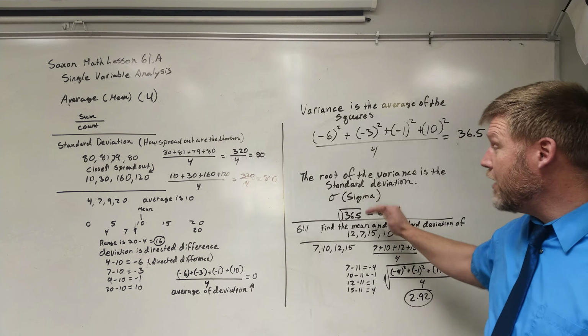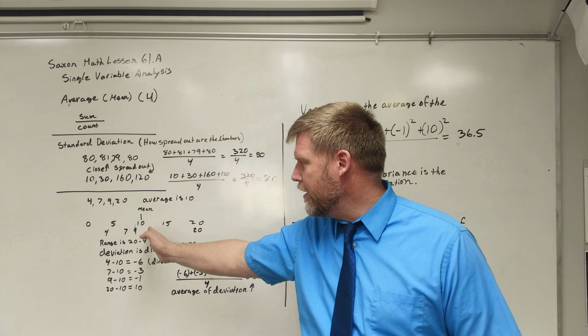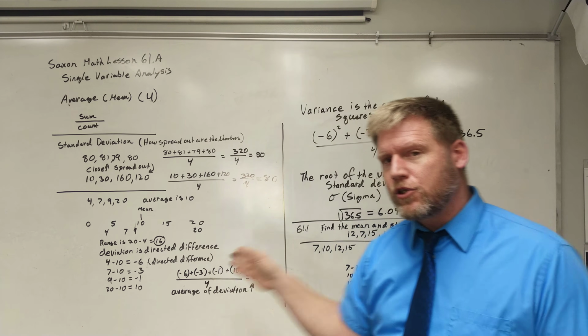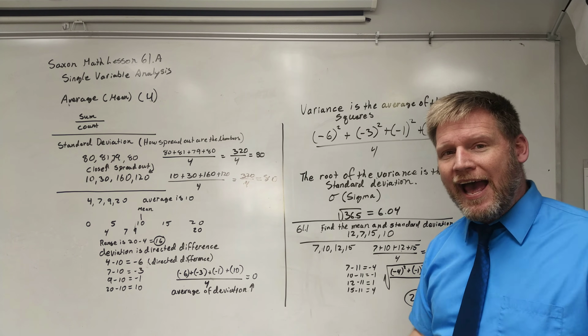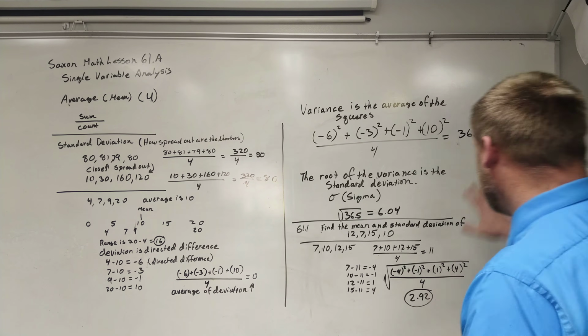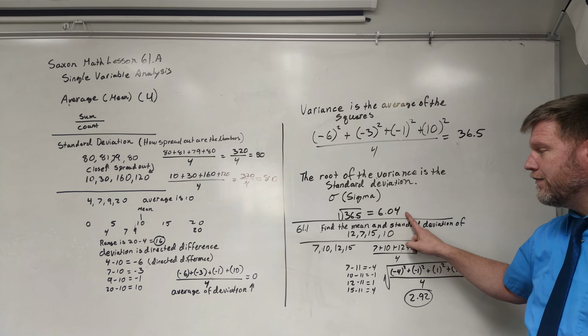So a standard deviation is simply taking our mean, how far apart each one is from the mean, squaring them, adding them, dividing by how many of those there are. So I'm averaging the sum of squares. Okay, well that makes sense. So 36.5, and then I find the root of it to find what the standard deviation is.